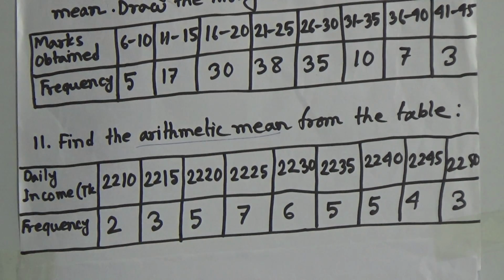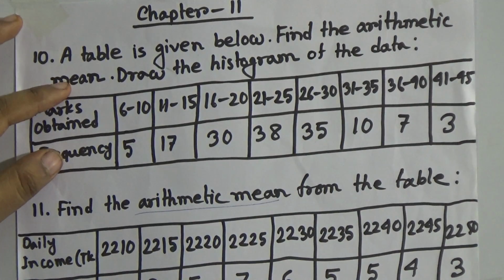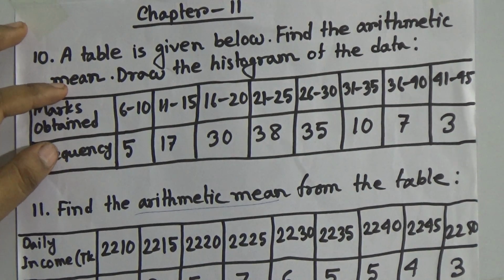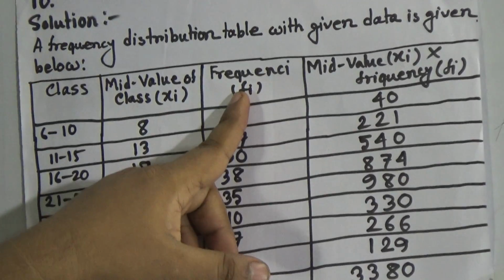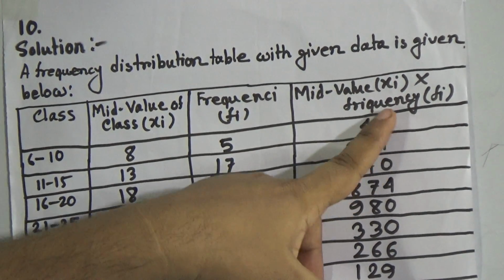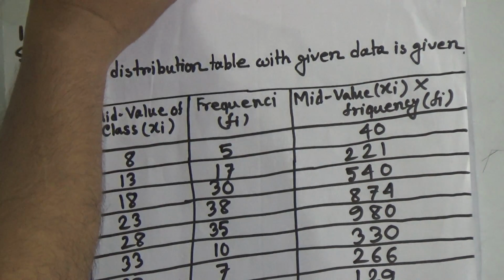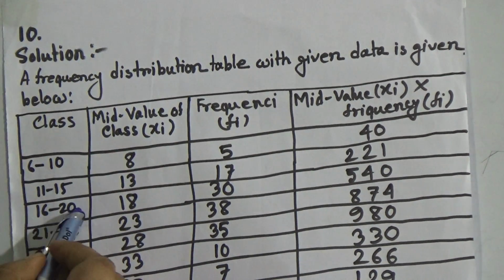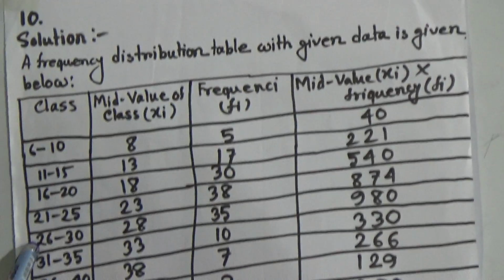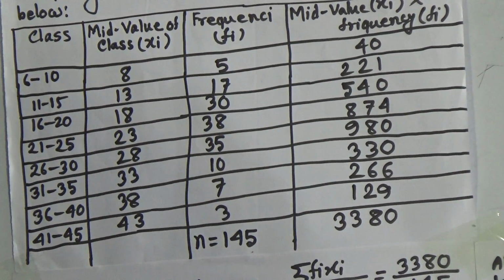Now at first we solve question number 10. In order to find out the arithmetic mean by using this table, at first we make the frequency distribution table. Here class, then we find out the mid value of the class. After that we write frequency, then we multiply mid value with frequency. So here the class intervals are 6 to 10, then 11 to 15, then 16 to 20, 21 to 25, 26 to 30, 31 to 35, 36 to 40, 41 to 45.